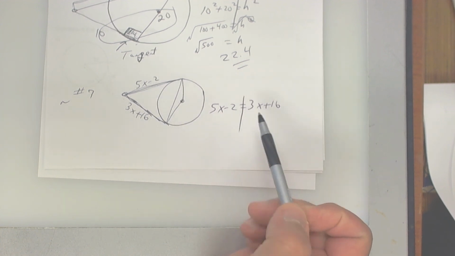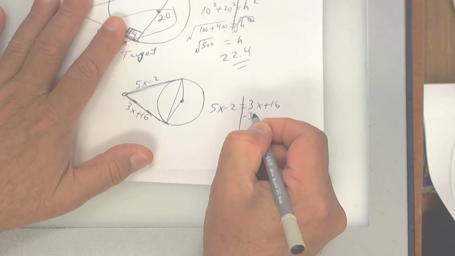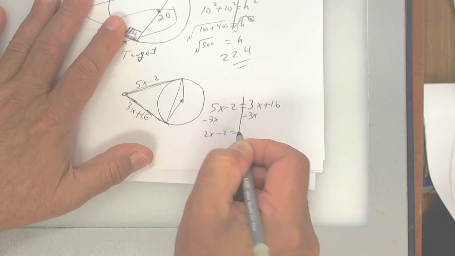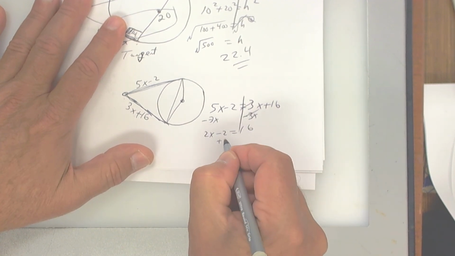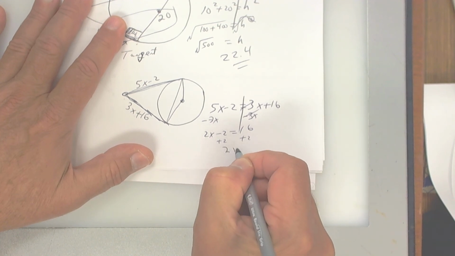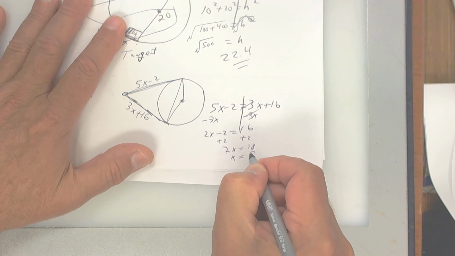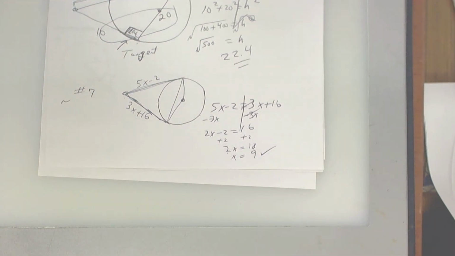So these are equal. Now what I would do is subtract 3x from both sides because it's smaller and get 2x minus 2 is equal to 16. Then I would add 2 to both sides and get 2x is equal to 18. And then 18 divided by 2 is going to give you 9. And you're done. And that's how you do it.